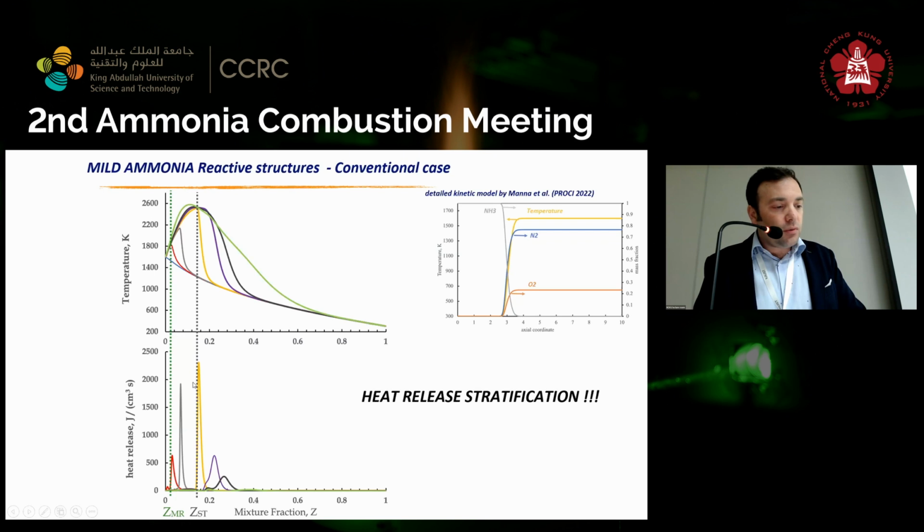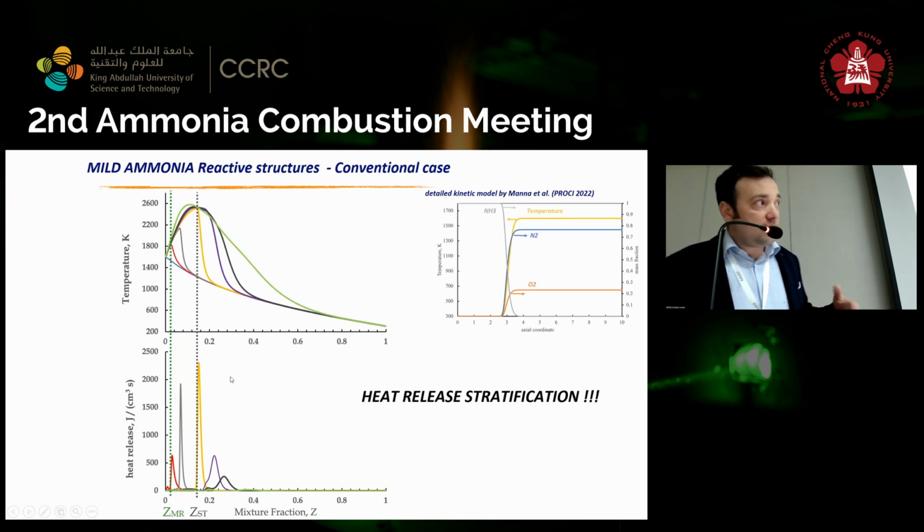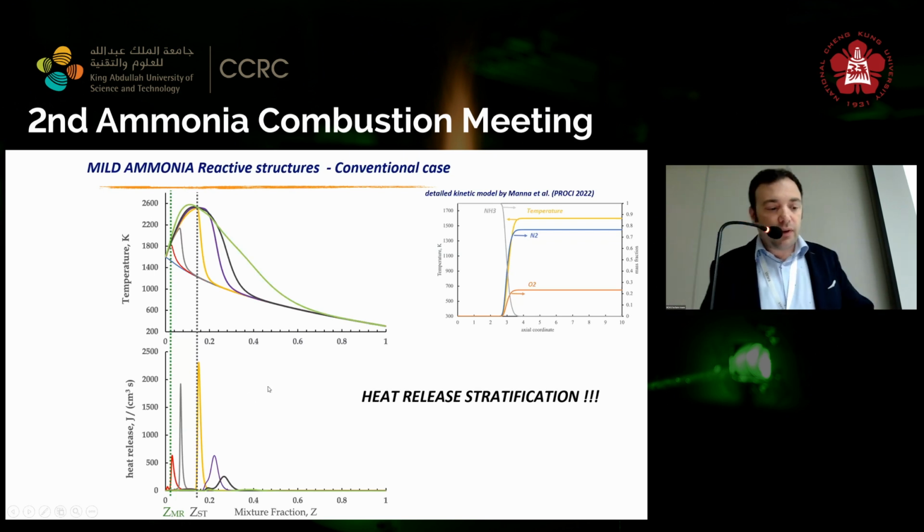Of course, this was obtained after a certain time. It was about 5 milliseconds. So at a certain time, we observed this heat release profile that is in the fuel-rich zone and is not correlated to the maximum of the temperature peak.